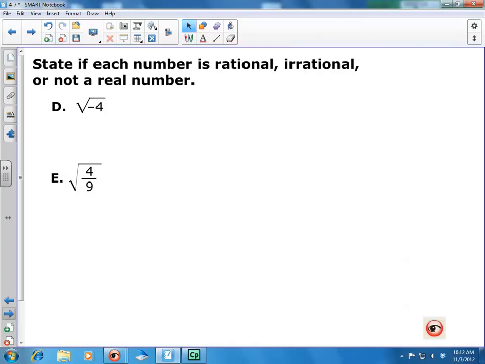Well, what is the square root of negative 4? What number times itself equals negative 4? Well, what's negative 2 times negative 2? Positive 4. What's 2 times 2? That's also positive 4. It's impossible to multiply a number times itself to get it to be negative. Okay? So, well, you can have negative 2 times 2, but then you're not multiplying the number times itself. So, letter D right here is going to be not a real number.